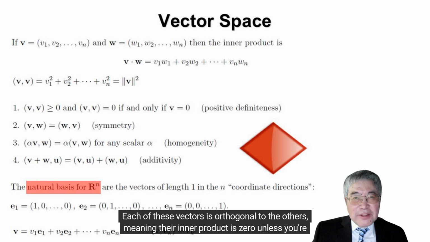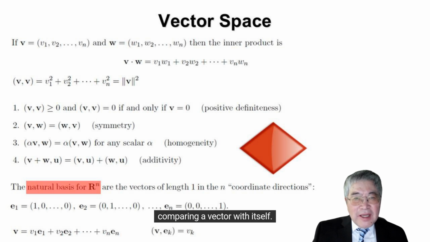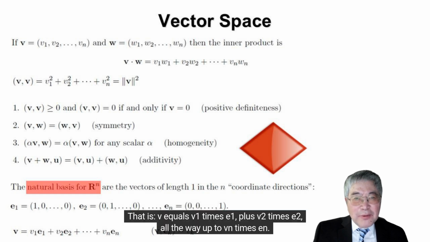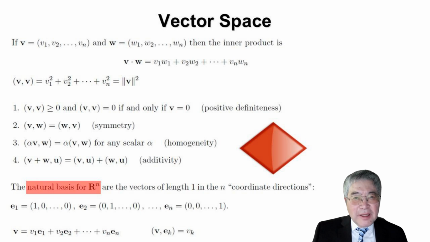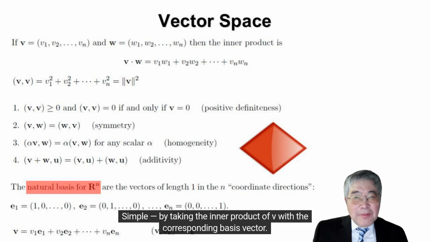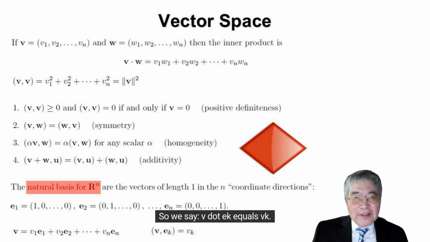Each of these vectors is orthogonal to the others, meaning their inner product is 0 unless you're comparing a vector with itself. So any vector v can be written as a linear combination of these basis vectors. That is, v equals v1 times e1 plus v2 times e2 all the way up to vn times en. And how do we get each of these coefficients? Simple, by taking the inner product of v with the corresponding basis vector. So we say v · ek equals vk.